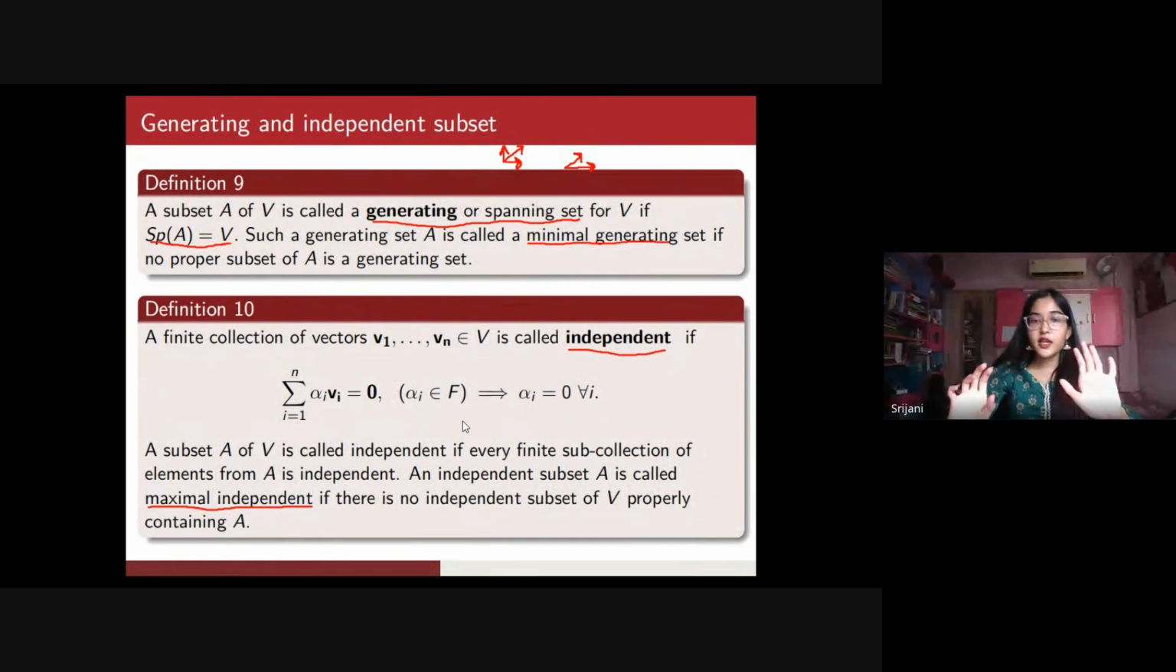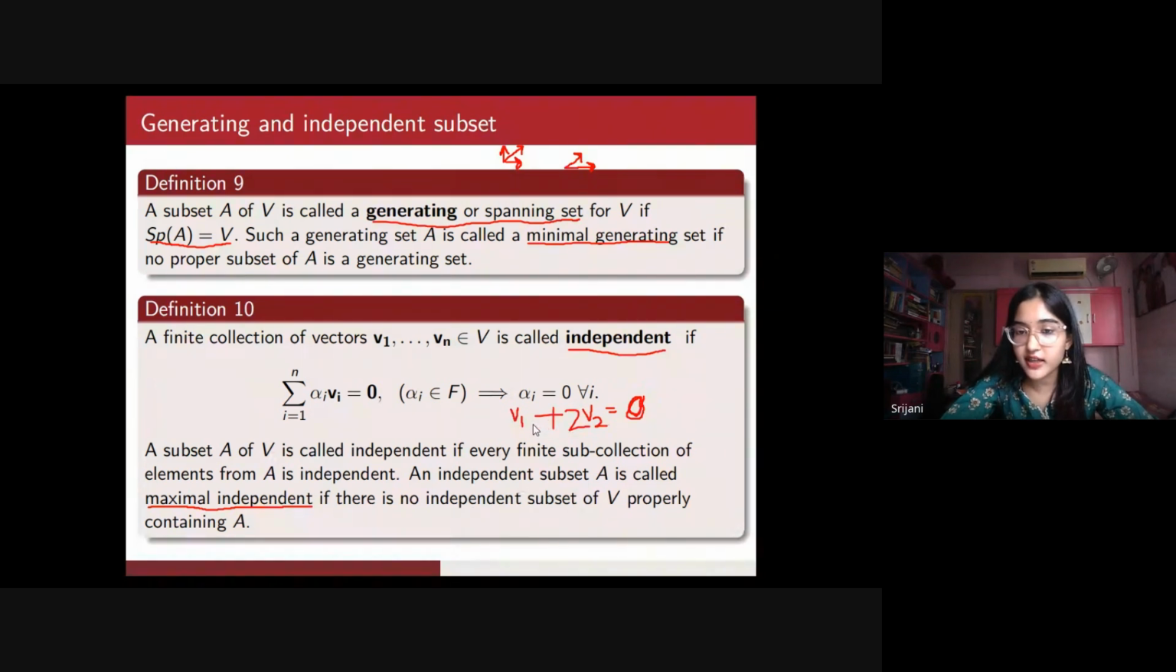See, independent set means there is no linear dependence. The definition is simply this, nothing more and nothing less. It is independent if you take a finite collection, summation alpha i vi equal to 0, that has to imply that all the coefficients are 0. Suppose one of the coefficients is non-zero. Say you have v1 and v2, and say v1 plus 2v2 is 0. Here the coefficients are not 0, right? If you have an equation like this, then can you say that v1 and v2 are independent?